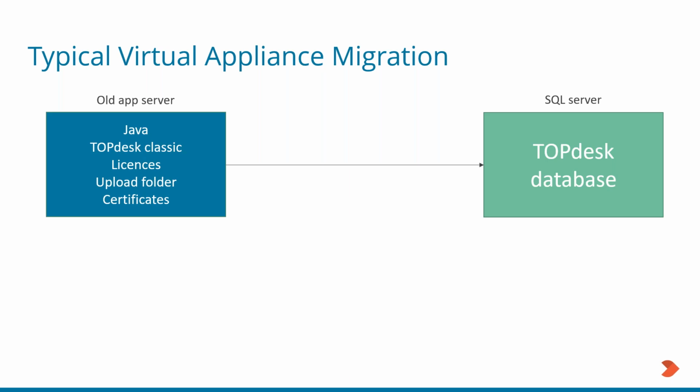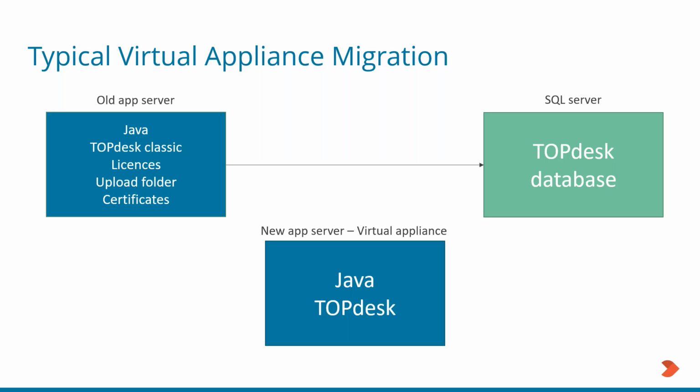So when we're migrating to the virtual appliance, the first thing we'll need to do is import our virtual appliance to our virtualization infrastructure. And as mentioned before, this will therefore already contain Java and TOPdesk. The next thing we need to do is stop the old TOPdesk instance. So we don't want 2 versions of TOPdesk to try to use the same database. So we simply deactivate the old TOPdesk, and we're then ready to point the virtual appliance at the pre-existing database.